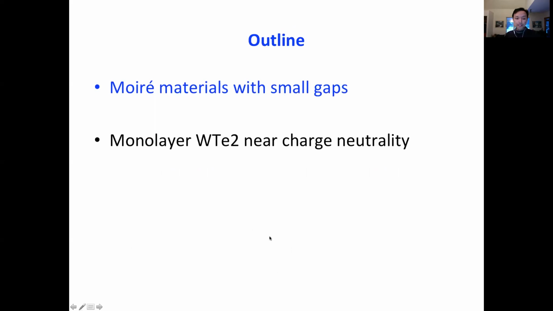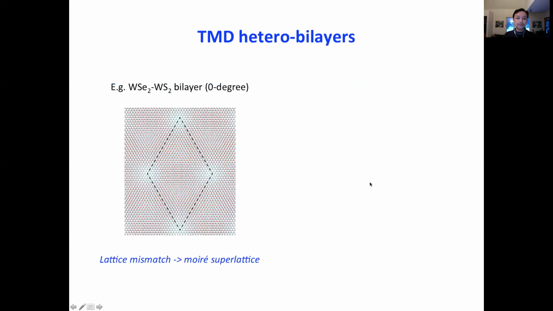In this talk, I will give two material examples to illustrate this general phenomenon. I'll first talk about Moire materials with small energy gap. And then I'll talk about a monolayer of tungsten telluride, a small gap topological insulator. We also observe similar oscillations near the charge neutrality point of this material.